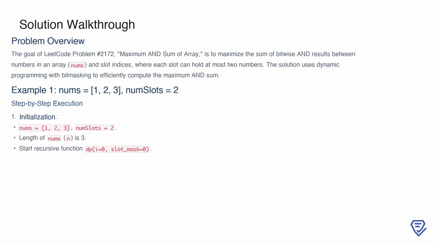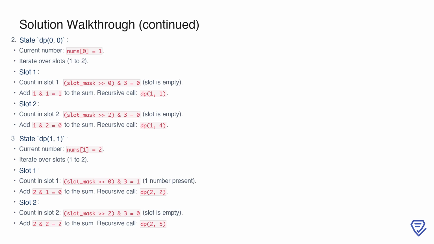Initially, we start with i equals 0 and slot_mask equals 0, meaning no numbers have been placed yet and all slots are empty. At the first state, dp(0, 0), we are placing the number nums[0], which equals 1. We iterate over each slot, starting with slot 1. For slot 1, we calculate the count of numbers already in the slot using slot_mask & 3, which gives 0 since the slot is empty. Placing 1 here adds 1 AND 1, which equals 1, to the sum, and we make a recursive call to dp(1, 1) to continue. For slot 2, the count is similarly 0, so placing 1 here adds 1 AND 2, which equals 0, to the sum, and we make the recursive call dp(1, 4).